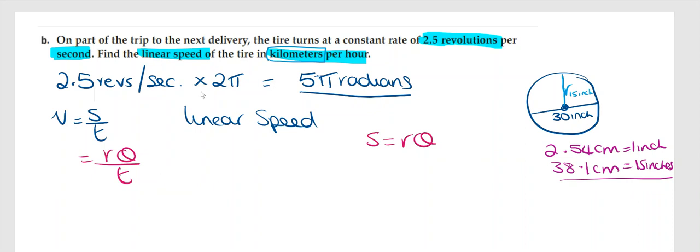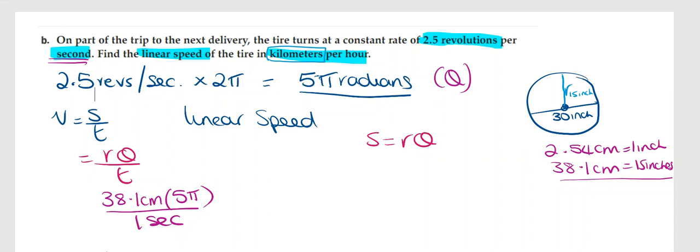So we now need to write the radius in centimeters. That's 38.1 centimeters times our angle, which is 5 pi. And I'm going to divide by time, and the time is in seconds, so that's divided by 1 second. Now, if you multiply this together, this is going to be 190.5 pi, in centimeters, over 1 second.